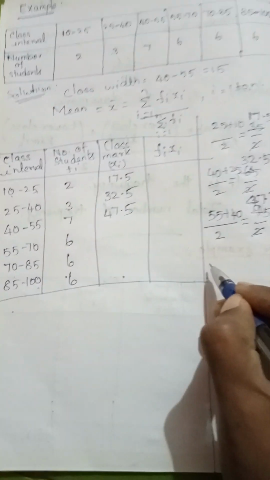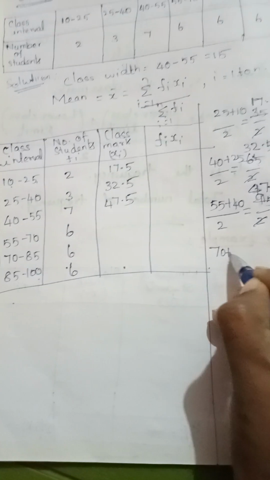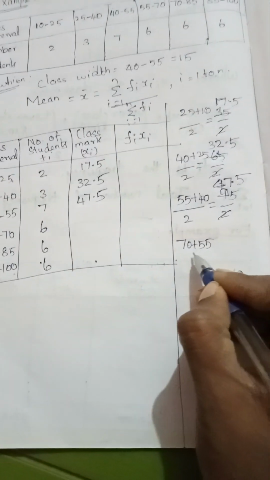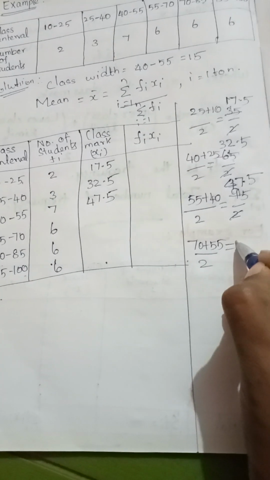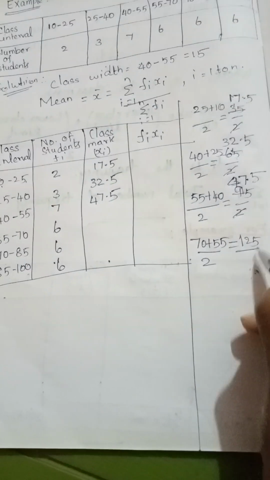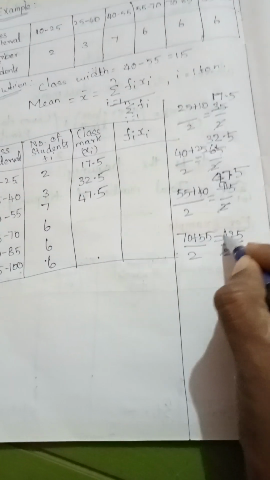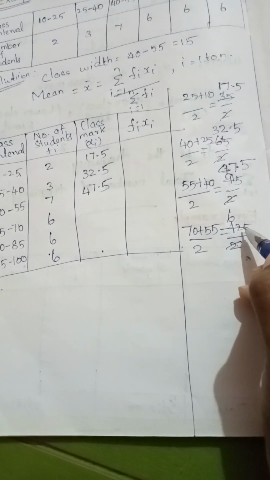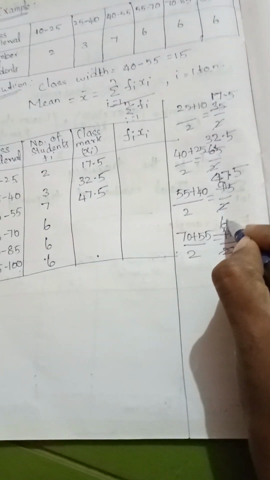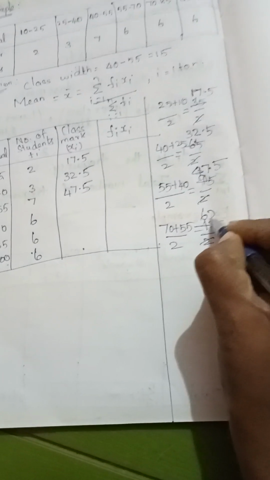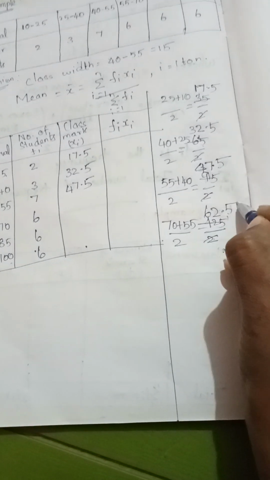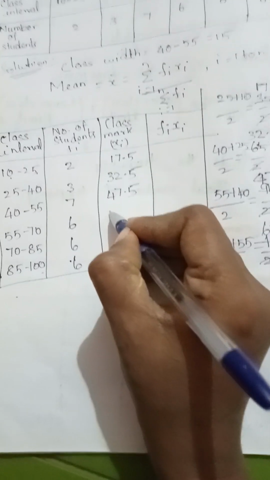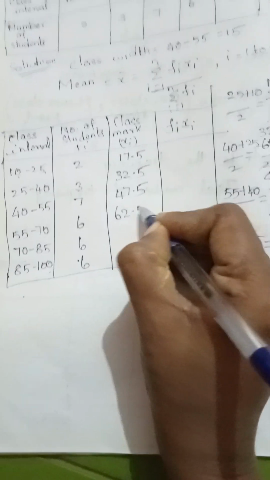Next, 70 plus 55. This is 125 by 2. 6 2s are 12, 2 2s are 14, carry over 1, 5 2s are 10, so 62.5.